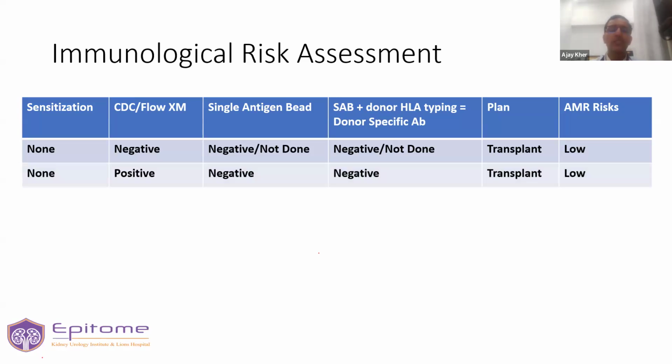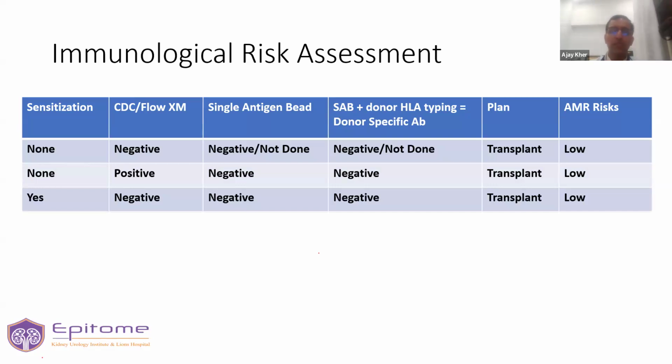So now let's take someone who has a CDC flow which is positive, but the single antigen bead is negative. So the flow is likely false positive. We'll go over a specific case of this as well. In this situation, because you know that the single antigen bead is negative, there are no anti-HLA antibodies and there is no sensitization. So combining that, you know that this is a false positive CDC crossmatch. You can repeat it, you can cross-check it, and once you're sure, you can move forward and do the transplant with a low risk.